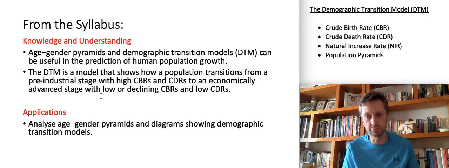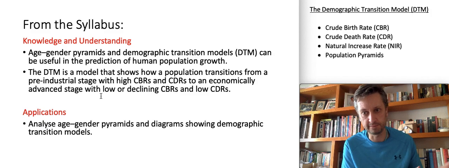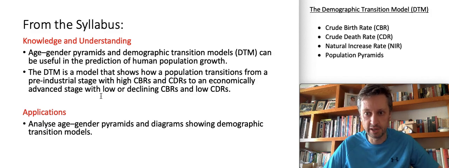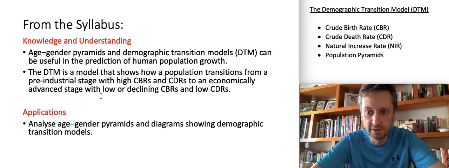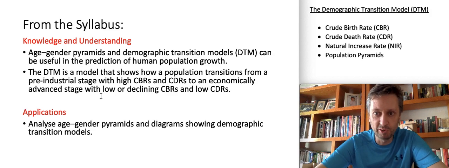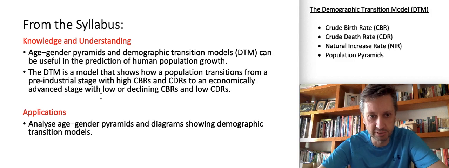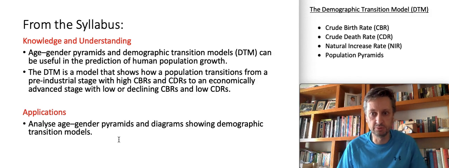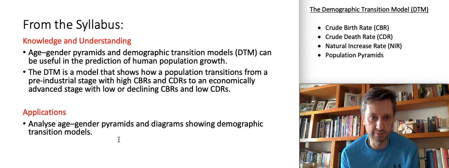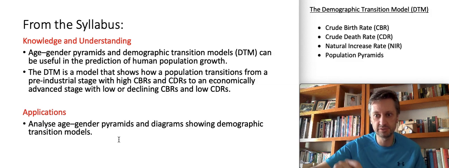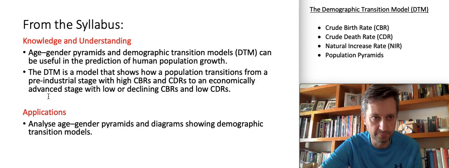So the DTM shows you how you go from a pre-industrialized society to an industrialized society. We've already seen that to some extent when we looked at different population pyramids, so you'll see that links into what we're going to talk about today. And then for applications, it basically just says that you need to be able to analyse population pyramids and diagrams in terms of the DTM. So it's very brief, and it shouldn't take me long to get through it.